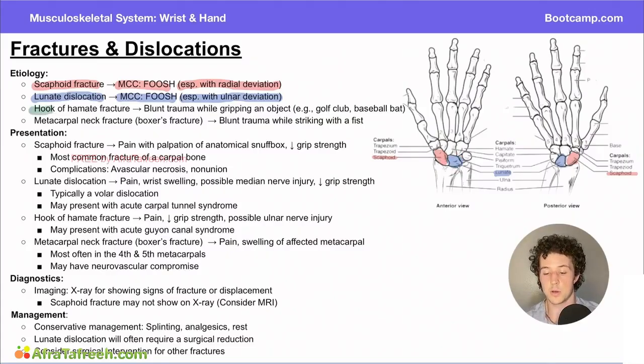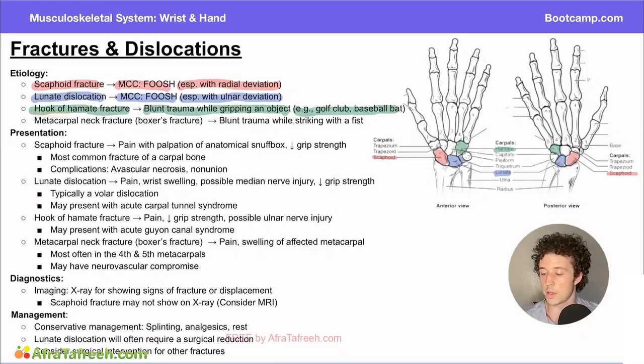Next, I'll talk about the hook of hamate fracture. And this can also happen from falling on an outstretched hand, but we will also typically see it with blunt trauma while gripping an object, very often a sports injury, with a golf club or a baseball bat. So the hamate will be that bone here at the very base of the pinky's metacarpal. Also recall that that hamate has a small protrusion, which we call the hook of the hamate.